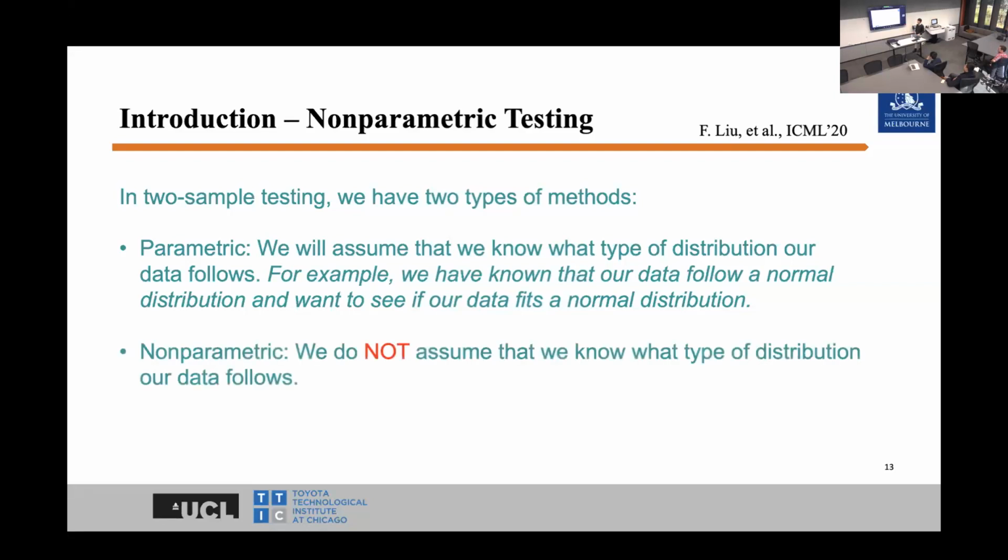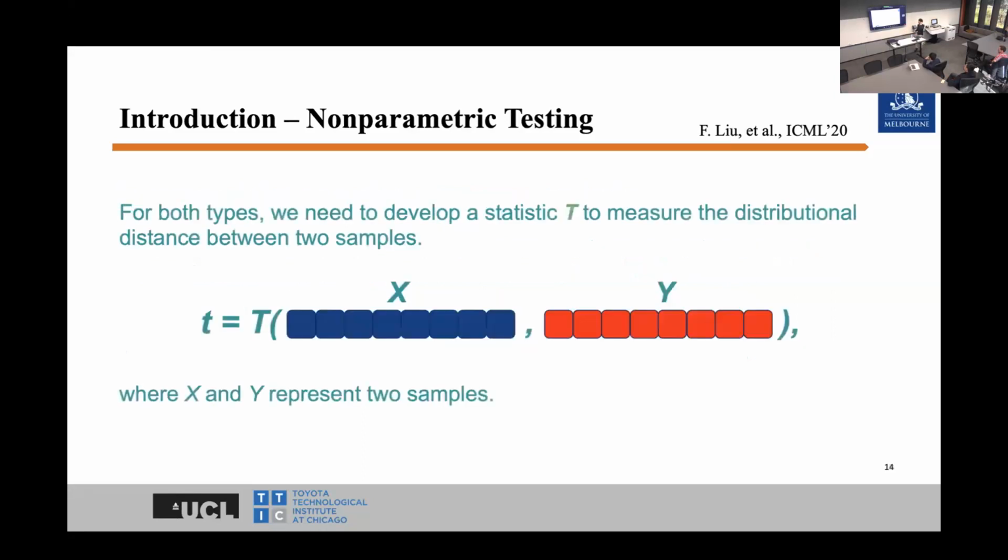Another is called non-parametric. We do not assume we know what type of distribution our data follows. It fits real-world data better, because for complex data we cannot assume it follows a Gaussian distribution or something else. So it's non-parametric two-sample testing.